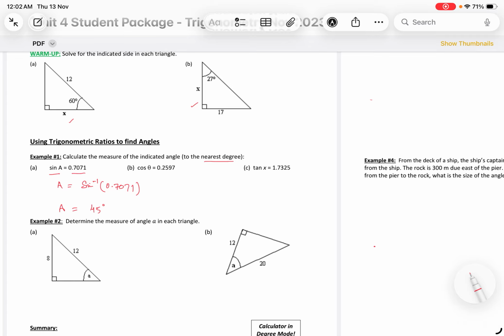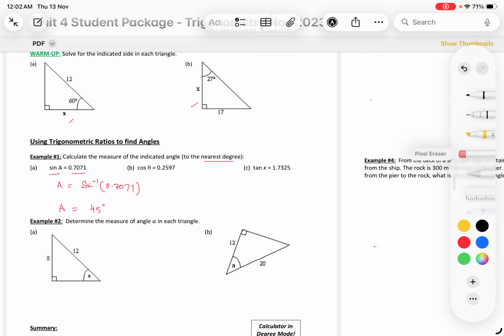Similarly, in the second part, it is given that cos theta is 0.2597. So theta will be equal to cos inverse of 0.2597. I use my calculator to find it out. Cos inverse of 0.2597 comes out to be 74.9, that is 75 degrees. This you can do as homework.